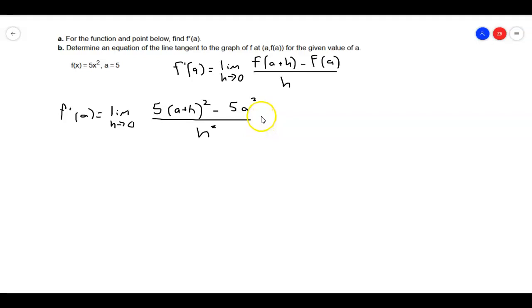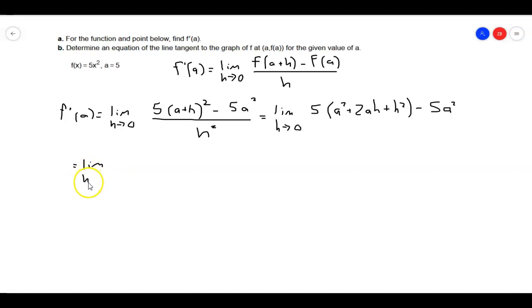Okay, so now I'm going to go around this way. So this is the limit as h approaches 0. And this thing is a plus h, so this is going to be 5, and then we have to FOIL that out. So I'm going to get a squared plus 2ah plus h squared. Right? And then it's going to be minus 5a squared.